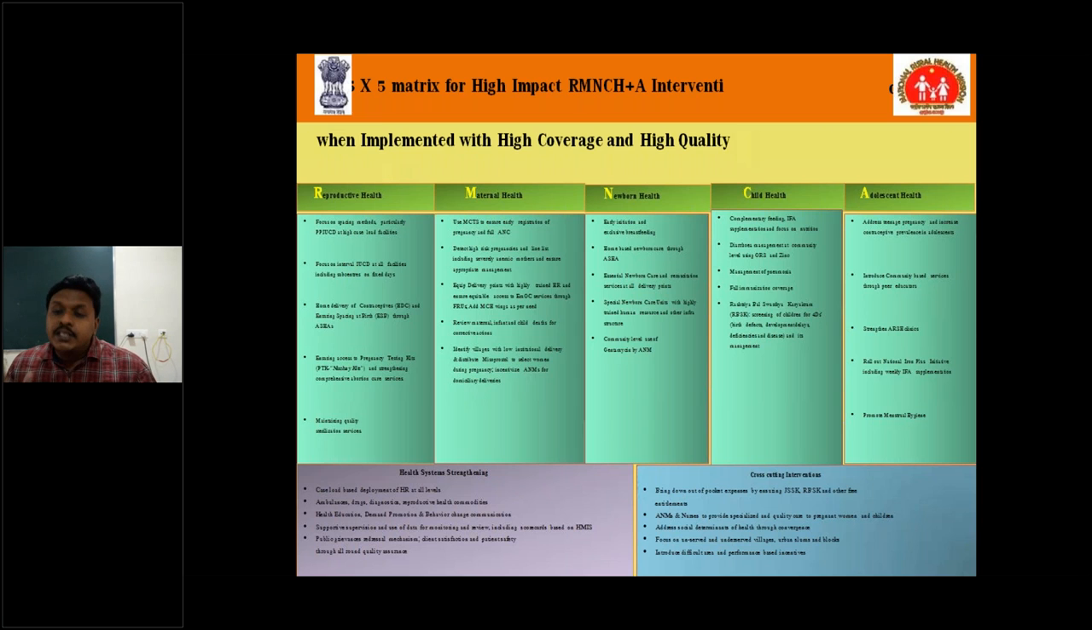Then only she will become good in the reproductive period, then in pregnancy, then postpartum, the child will be good. And under 5 also good, even preschool, school age also, the child will have good health along with the mother. That is why these interventions are called the 5x5 matrix for high impact RMNCH+A intervention.